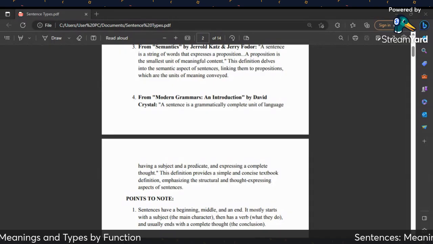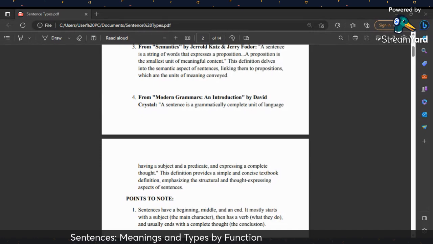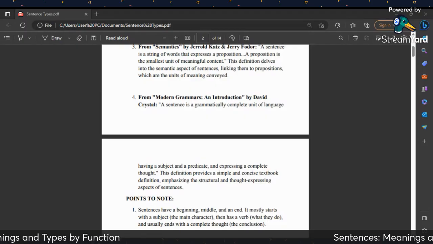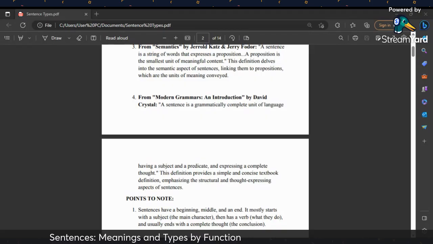The doer, the subject rather, the verb, the action performed by the subject, and the complete thought, what that sentence is passing across as a whole. That is the first point to note.